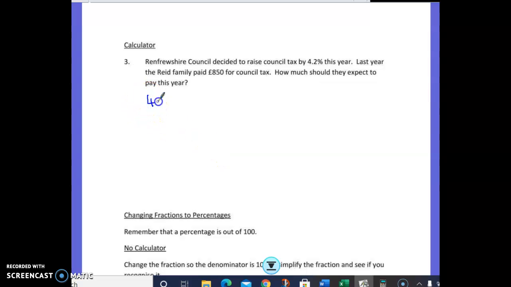Okay, so 4.2% of £850. That's what I want to find out. 4.2%, percent means out of 100. So we divide by 100, times by 850.